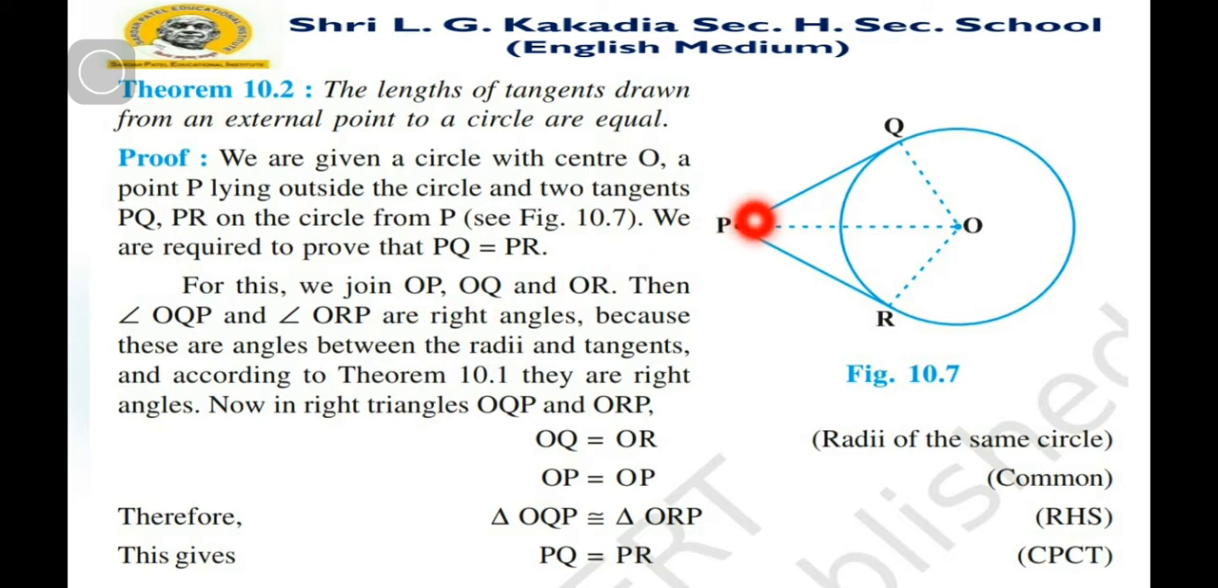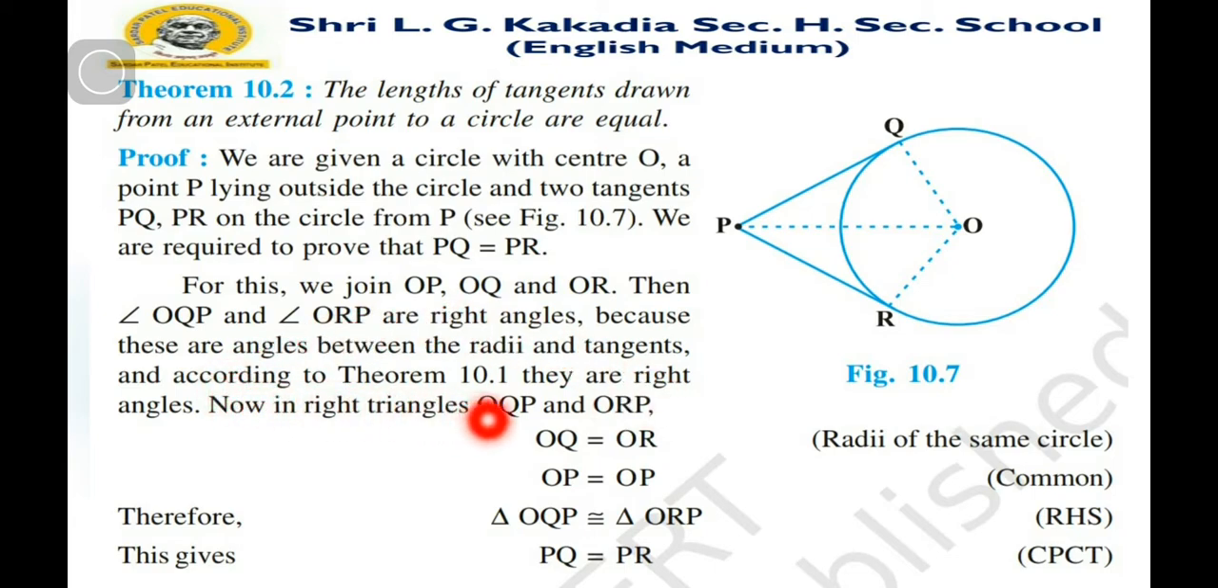Here we join OP, OQ and OR. Then angle OQP and angle ORP are right angles, because these are angles between the radius and tangents. And according to theorem number 10.1, as we have discussed, they are right angles.